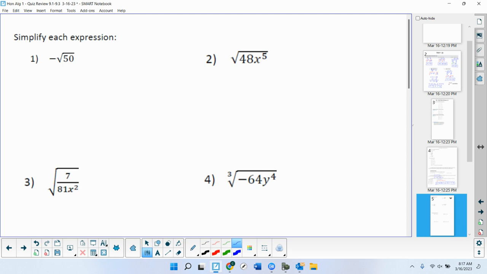Right. What are we going to break number 1 up into? Jay. Negative 25 or negative square root 25 and then the square root 2. Good. Remember, you find the biggest perfect square that divides evenly into that. And he said 25. What's the square root of 25? 5. So you have negative 5 times the square root of 2. Are you done?